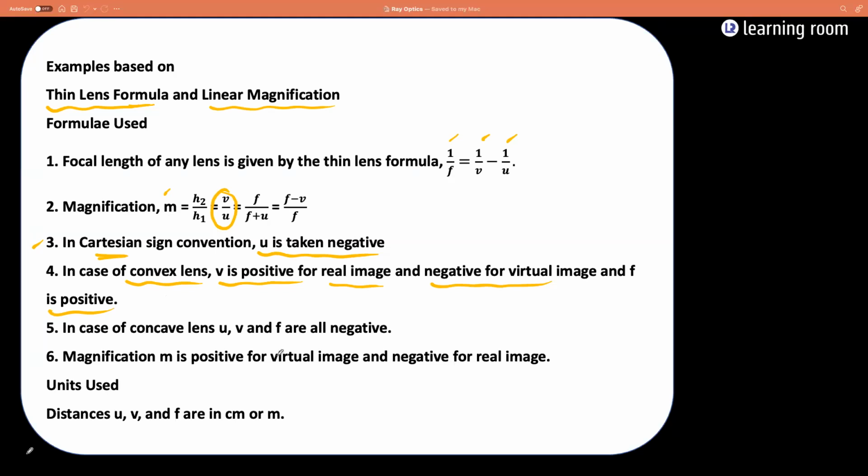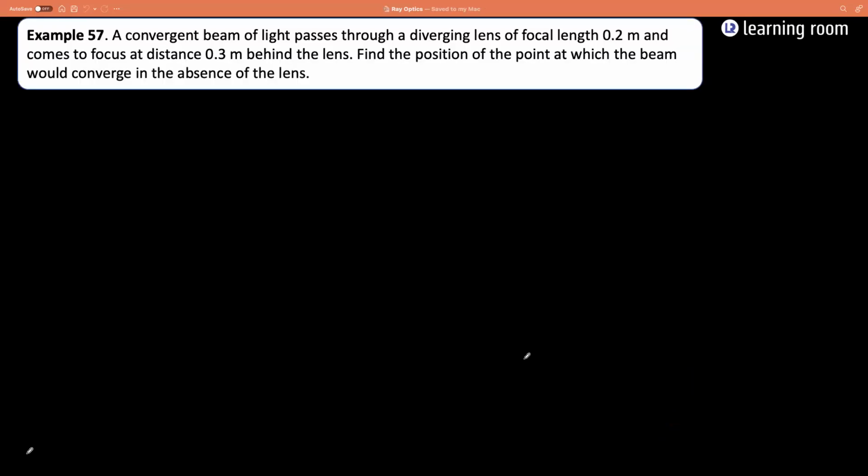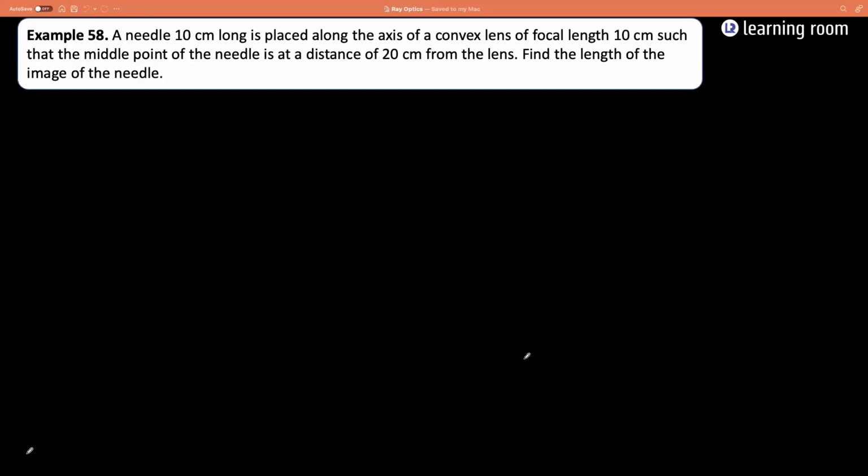So if magnification is positive, it is going to give you a virtual image. If it is negative, it is going to give you a real image. Now, a convergent beam of light passes through a diverging lens of focal length 0.2 meter and comes to the focus at a distance of 0.3 meter behind the lens. Find the position of the point at which the beam would converge in the absence of lens. Take 1 minute. Let us start with this, then we'll go to that problem.